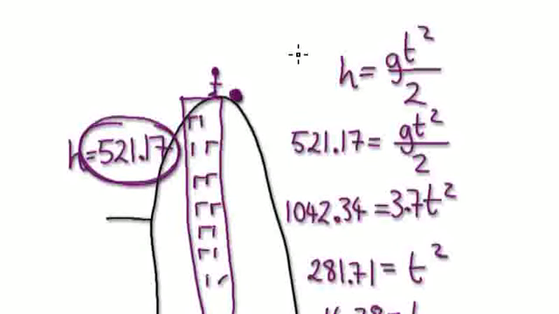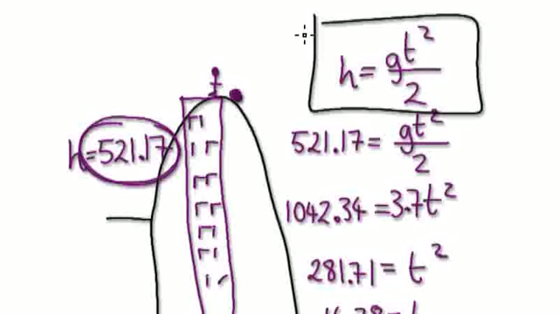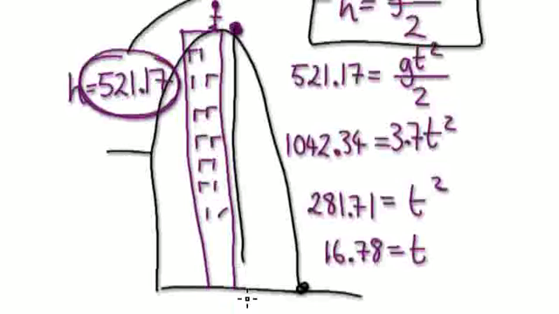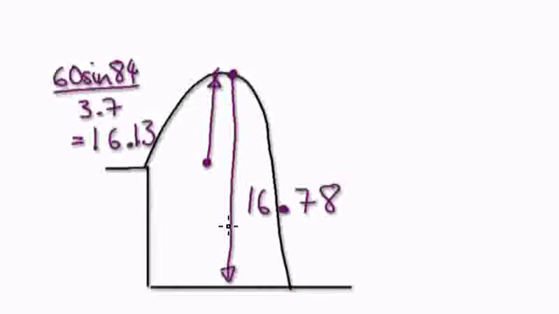When anything's free falling, you've got to jump to this formula here. So put this into the h. Find out the time it takes for the cannonball to hit the ground. It takes 16.78 seconds to hit the ground. So on the way up, it takes 16.13 seconds to get to the maximum height, and then on the way down, it takes 16.78 seconds.